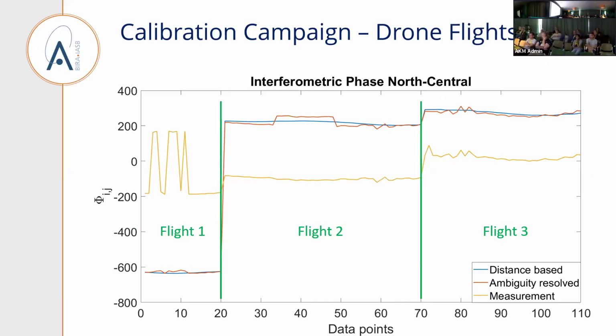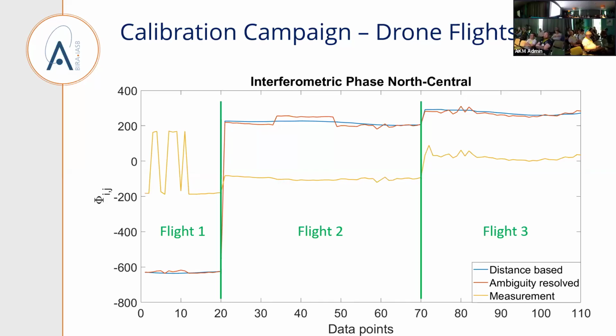So here I plotted the interferometric phase for the antenna pair, north antenna to central antenna. For these calculations I used the interferometric phases between north antenna, central antenna, south, west antenna, south, central antenna, and central antenna, east. And I show this plot because it's very interesting here for drone flight 1. So the first 20 data points here are for drone flight 1.